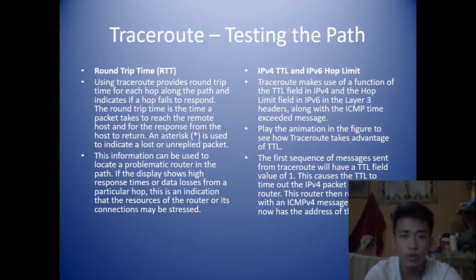So the last one is traceroute, testing the path. We have round trip time, or RTT. Using traceroute provides the round trip time for each hop along the path and indicates if a hop fails to respond. This information can be used to locate a problematic router in the path. In IPv4 TTL and IPv6 hop limit, traceroute makes use of a function of the TTL field in the IPv4 and the hop limit field in the IPv6 layer 3 headers, along with the ICMP time exceeded messages.